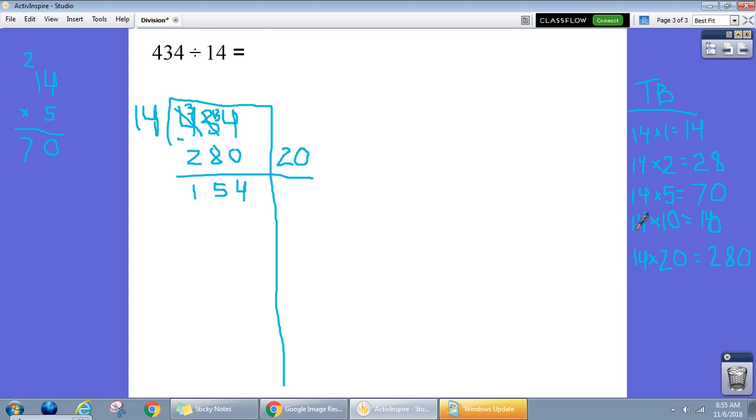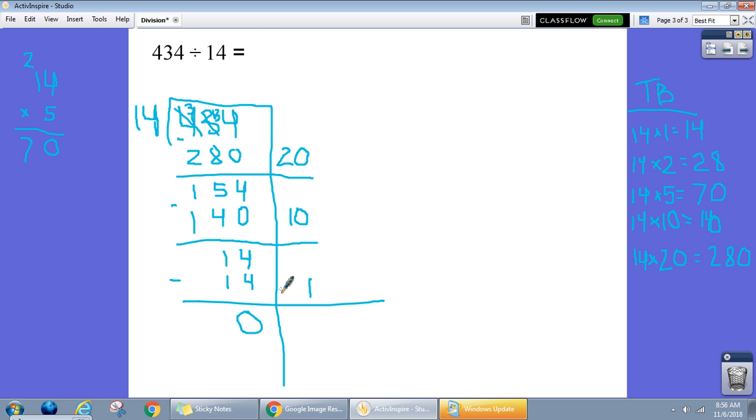Ooh, I could take out 140, which is 10 groups of 14. 10 groups. 4 minus 0 is 4, 5 minus 4 is 1, and 1 minus 1 is 0. Now I just have 14 left, so I'm going to take out one group of 14, which is 14. And I end up with 0.